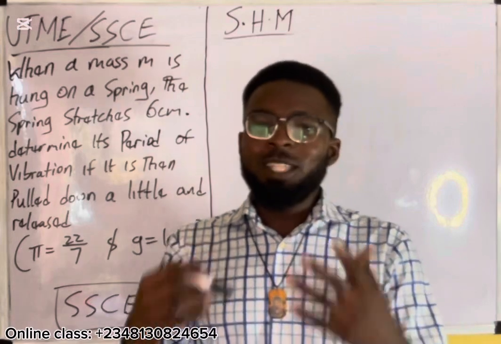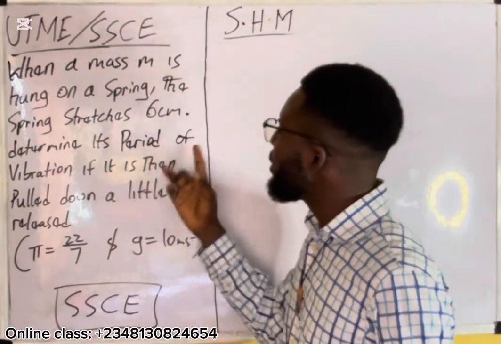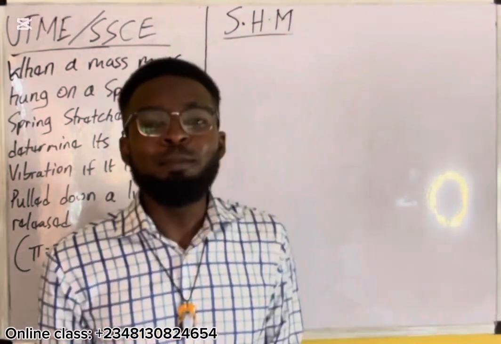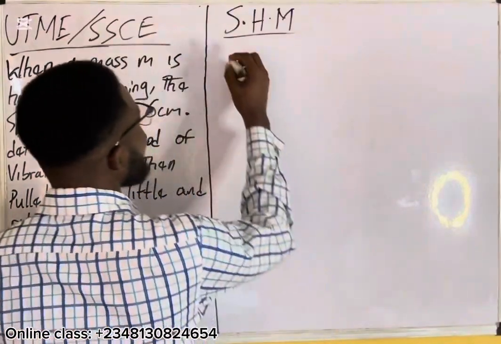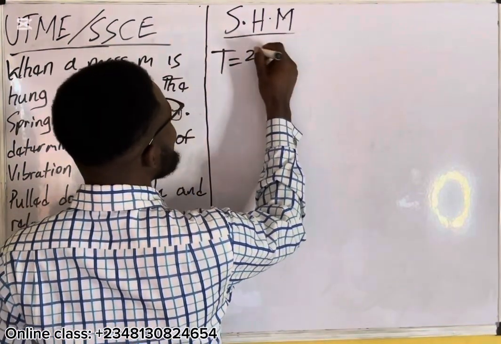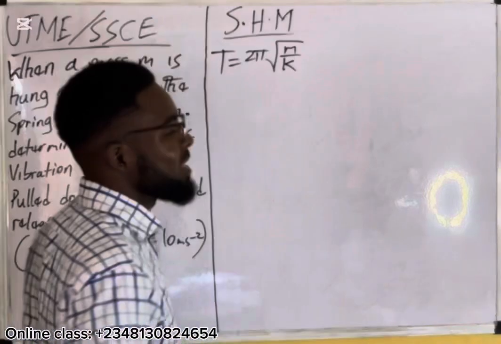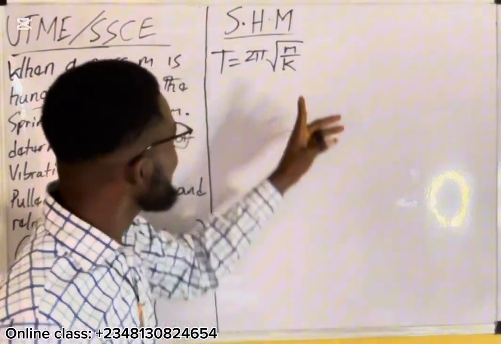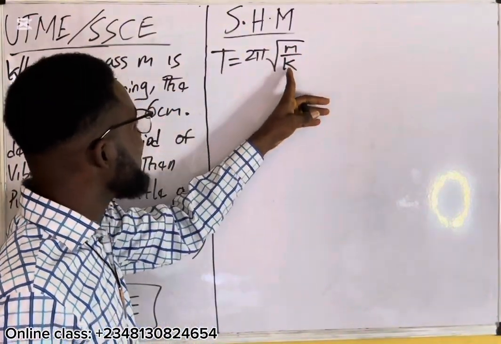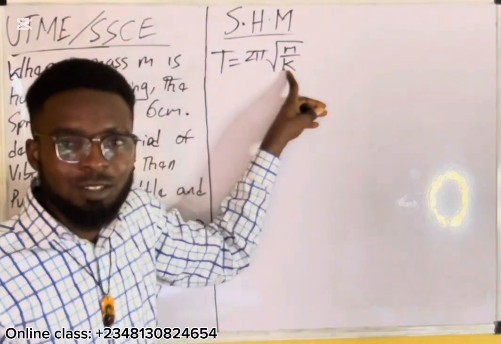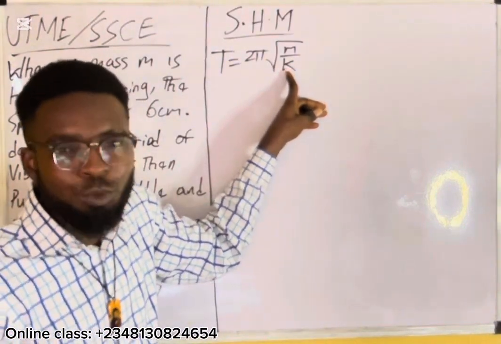Okay, what are we looking for right here? We are looking for the period of vibration. The period of vibration for an oscillating spring is 2 pi square root of mass over the force constant. In this case, we're not given the mass, and we're not given the force constant of the spring. So what should we do?